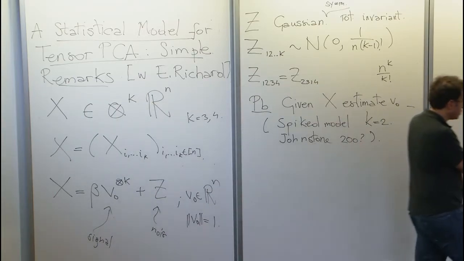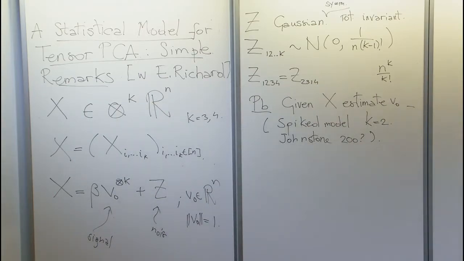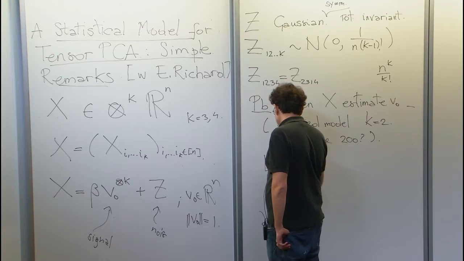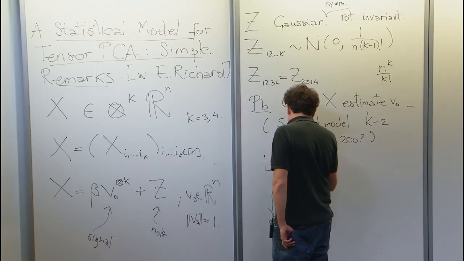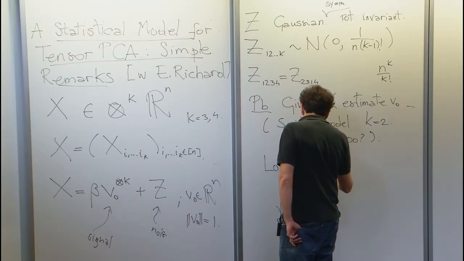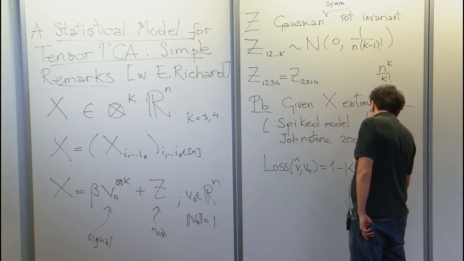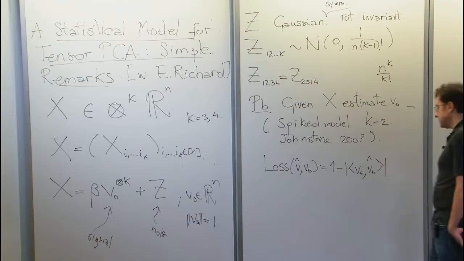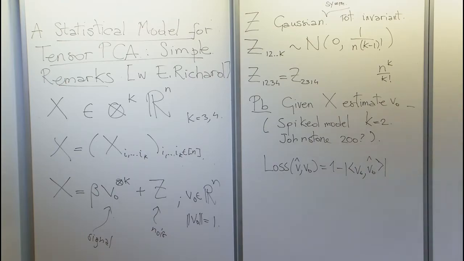Fine. So okay. I want to do estimation. So what is my loss? Say the loss of D hat is 1 minus the square of the scalar product. You cannot always estimate the sign of it. So at least for k even the sign is not known. So let's say up to a sign.